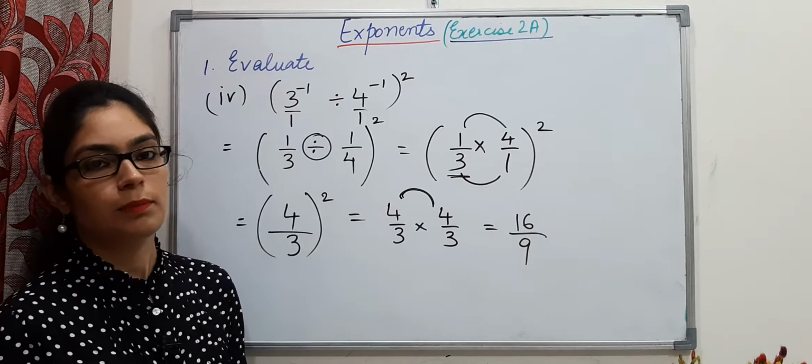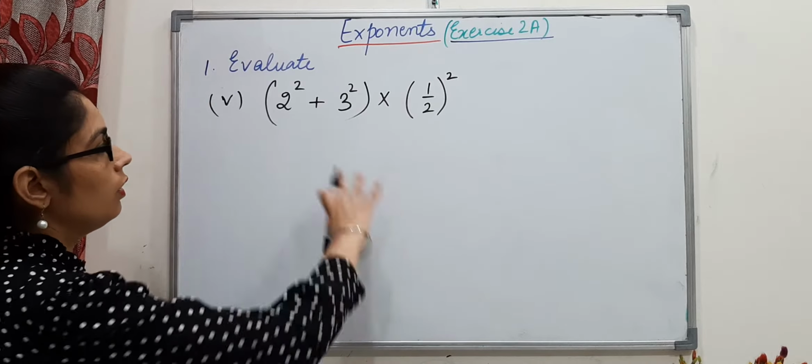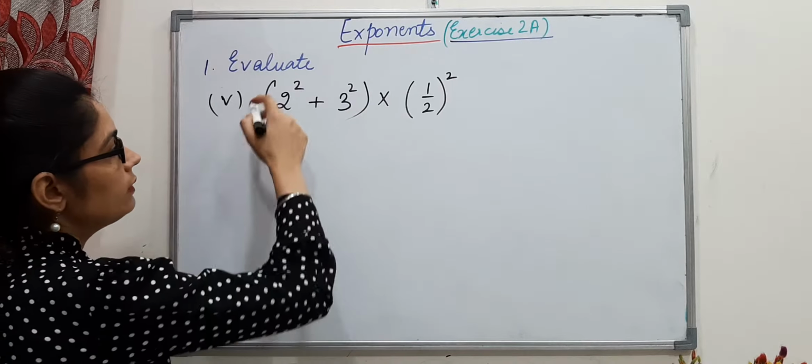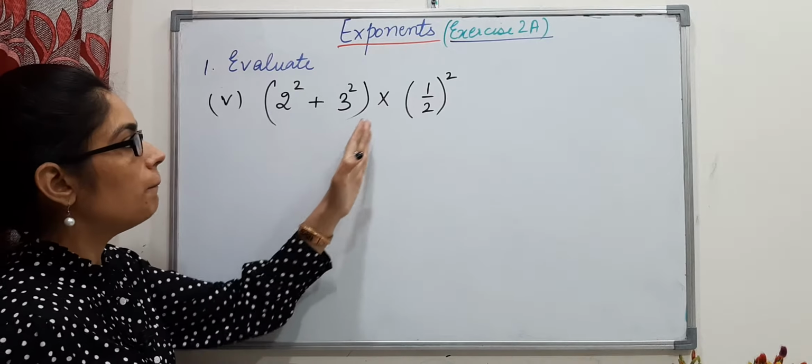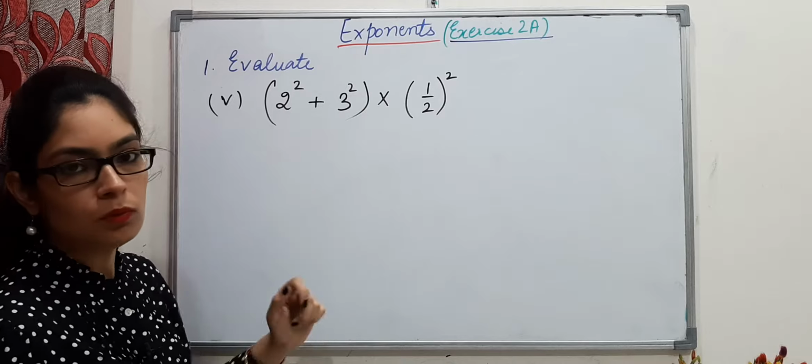Now let's do the next part. Here in this part it's given to us 2 to the power 2 plus 3 to the power 2 multiplied by 1 by 2 whole power 2.